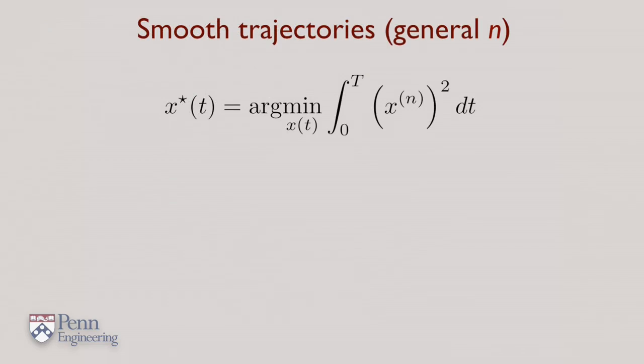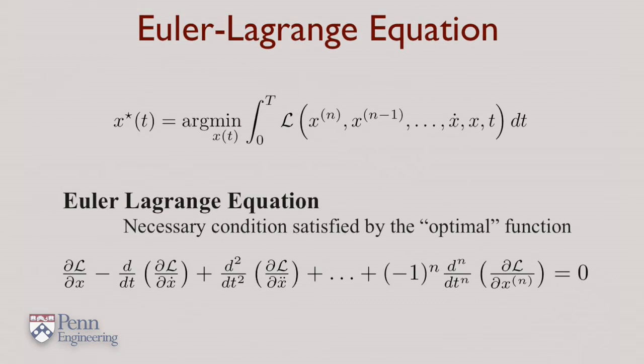In general, the system might be characterized by higher order dynamics. So for an nth order system, you might not be able to specify the velocity or command the velocity. The system has inertia, and you can't willy-nilly specify velocities. For an nth order system, the input is the nth derivative of position. In this setting, the Euler-Lagrange equation looks a little more complicated. But once again, it involves partial and total derivatives of L.